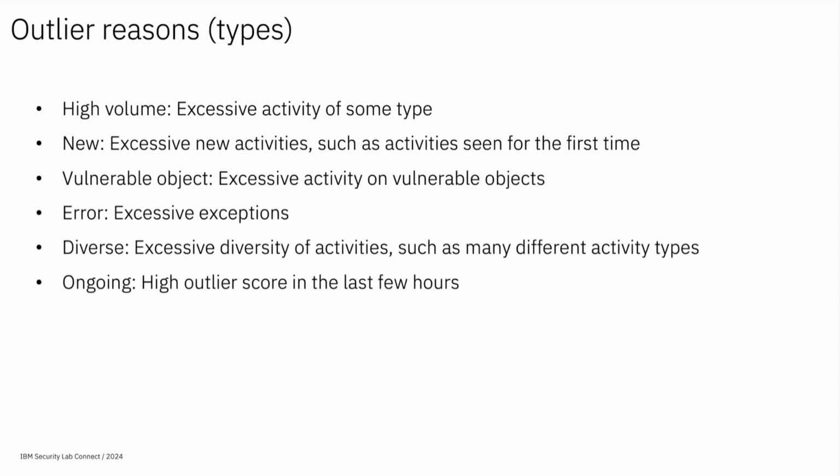Now let's see what the different outlier reasons are. There are many reasons, what we call types, for outliers. Outliers might include more than one of these following reasons. What is a high volume outlier? It is a high volume of activities of some type. This can be like excessive select statements, or a high volume of grant commands.